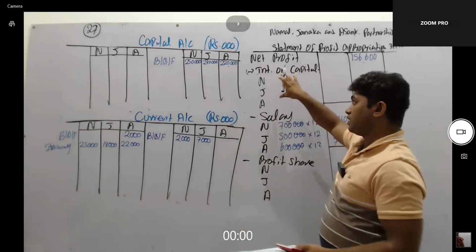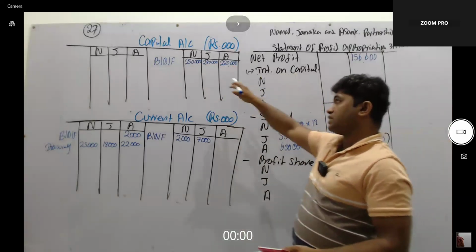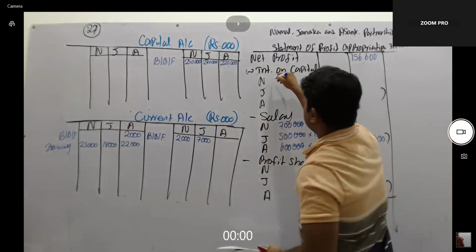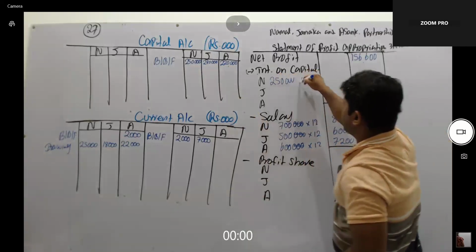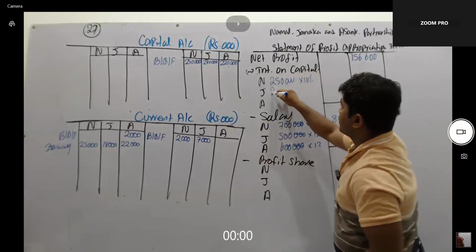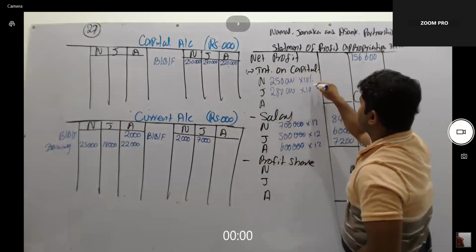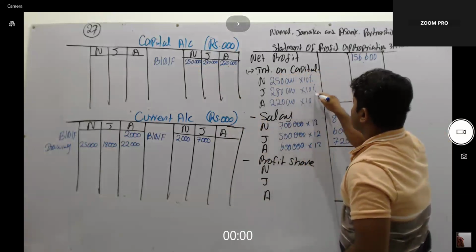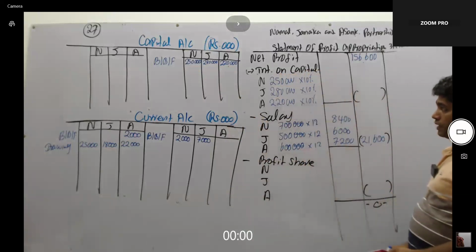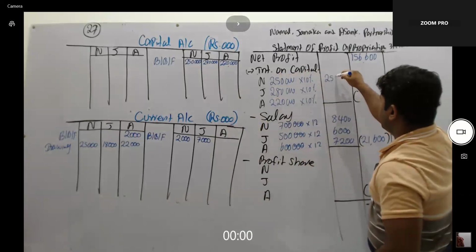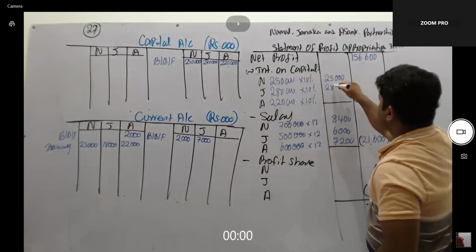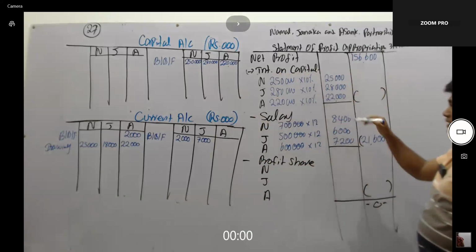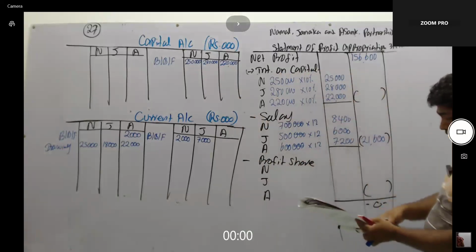But in this example, retirement is given at the end of the year, therefore interest on capital should be calculated based on their opening balance. Therefore 250,000 into 10%, as well as 280,000 into 10%, as well as 220,000 into 10%. Based on their opening capital account balance, 10%. Therefore here 25,000, 28,000, as well as 22,000. Appropriation account debit, partners current account credit.